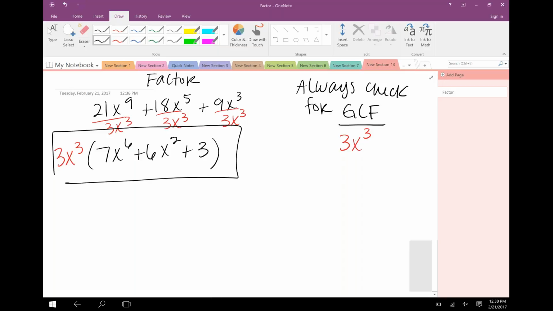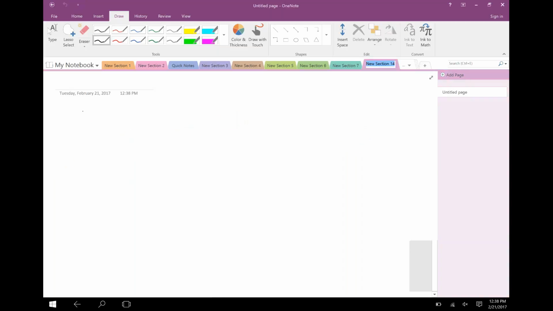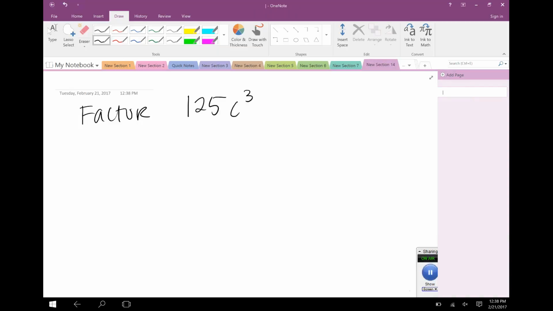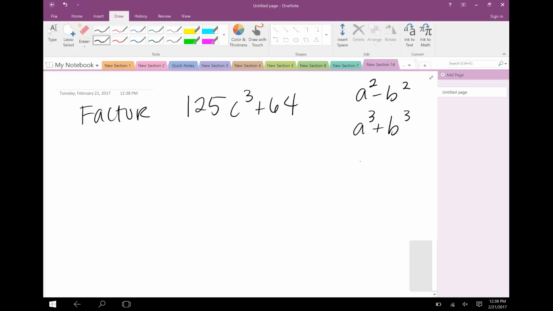Now I have a student question, which is asking to factor 125c to the third plus 64. We have two terms, so it's a binomial. So you have a few options. You either have difference of squares, a squared minus b squared, or a cubed plus b cubed, or a cubed minus b cubed. If you can't get it to look like one of these three, it's not factorable.